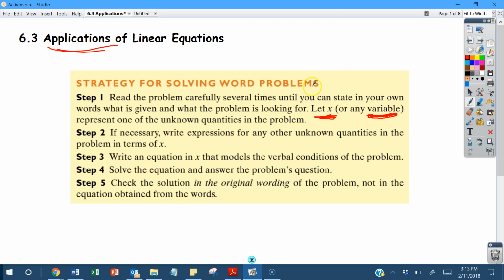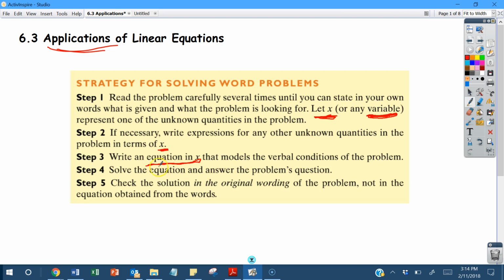And then step two is we're going to come up with expressions for any other unknown quantities in terms of x. So the idea in these problems in particular is we're only going to have one variable right now, and we might have other things we don't know that we can write in terms of that variable. So I'll kind of show you that as we do some examples. The third step is we're going to write an equation in terms of x that models it. So we're going to come up with a linear equation based on what the problem tells us about the situation.